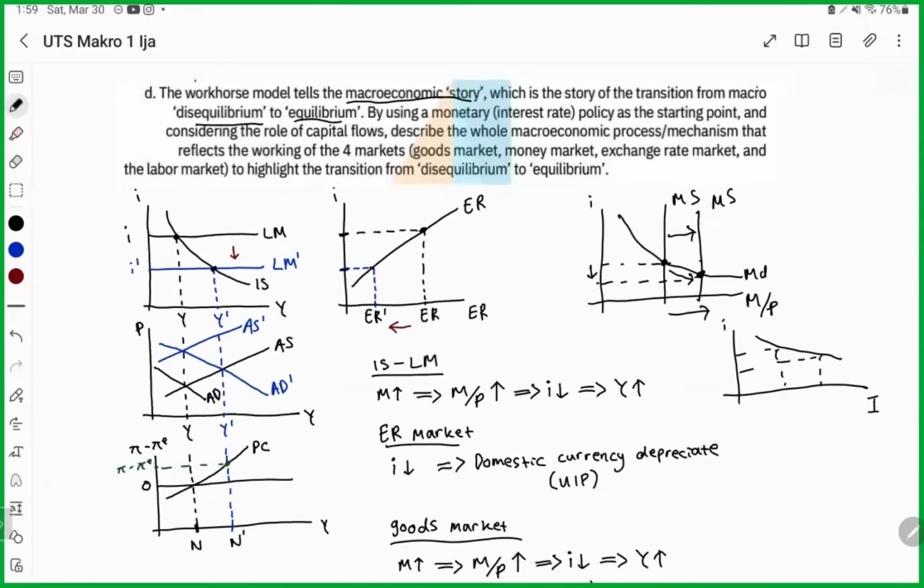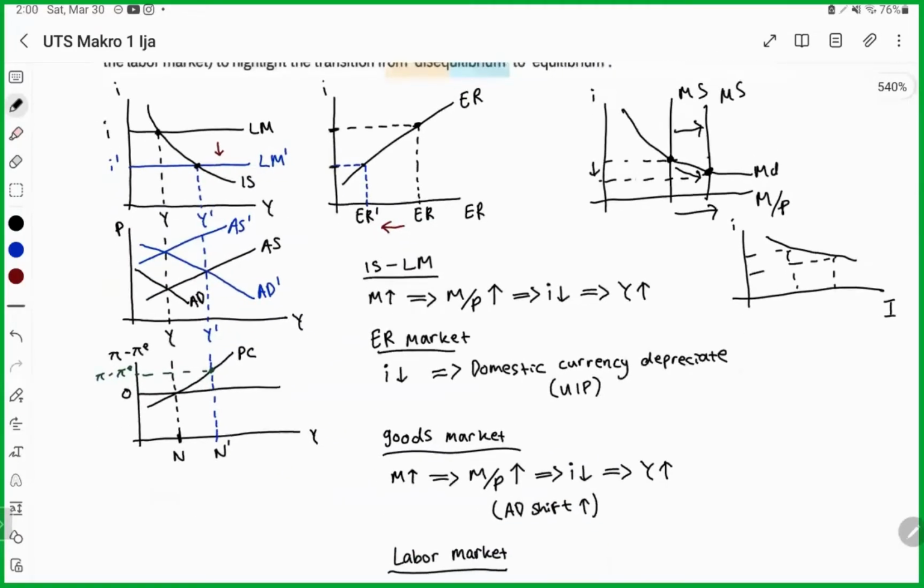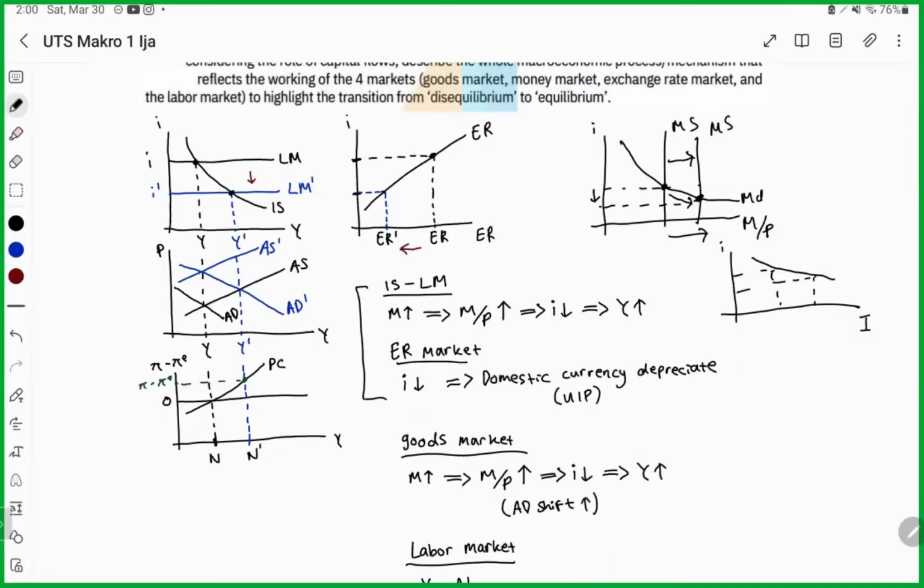Okay, that's from ISLM. And from there, we can continue into the next market, which is the exchange rate market. When the interest rate decreases, it will affect the domestic currency. There will be a domestic currency depreciation because there is a capital outflow, from the UIP equation, uncovered interest parity. Domestic currency depreciation will occur. So that's the second market. Okay, continue.